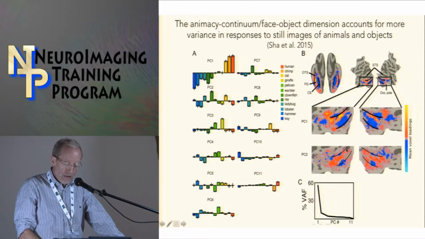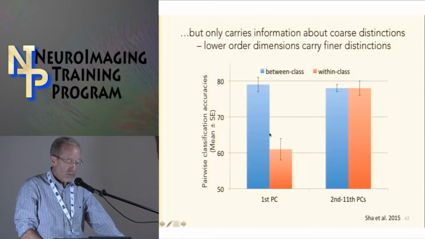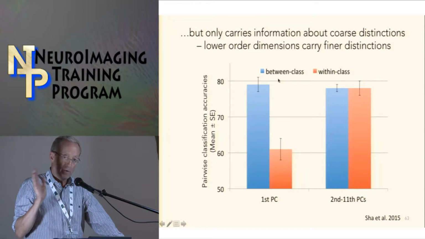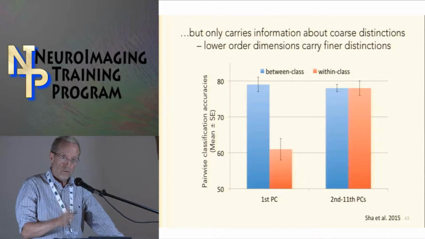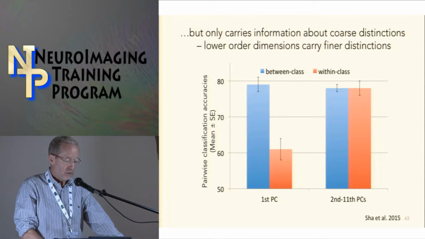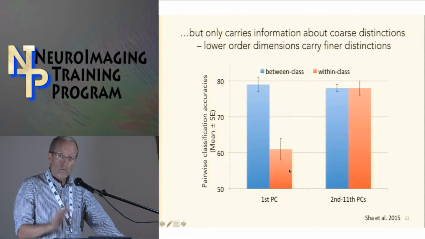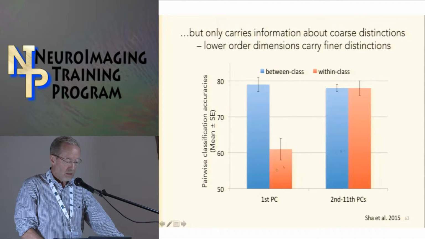And even in that study, the first PC captured the between-class distinctions. So that's primates versus lower-order mammals versus birds versus fish versus bugs, okay? But it did not capture the within class, so people versus chimpanzees or warblers versus pelicans. Those within class distinctions were only captured by the lower order PCs. So you need a high dimensional space, even in that representational space defined by responses to still images, to capture those finer distinctions.